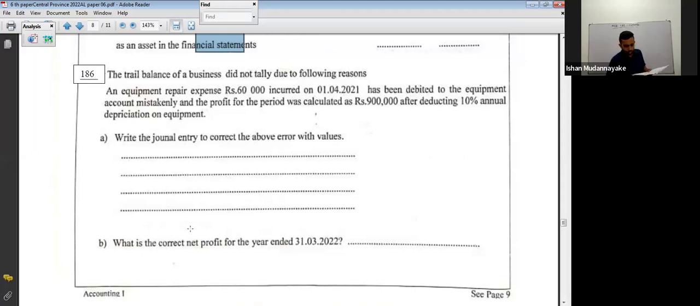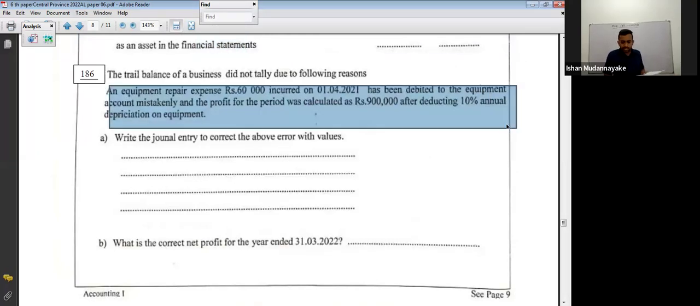Here the question is wrong. The central point of the question is the trial balance tallied. There is some error in accounting, but the trial balance is tallied. Trial balance is tallied because of this error. Equipment repair expenses they have recorded in the equipment account. The trial balance is equal. Cash book credit, equipment account debit. And also they have provided 10% depreciation. The trial balance is tallying, right?